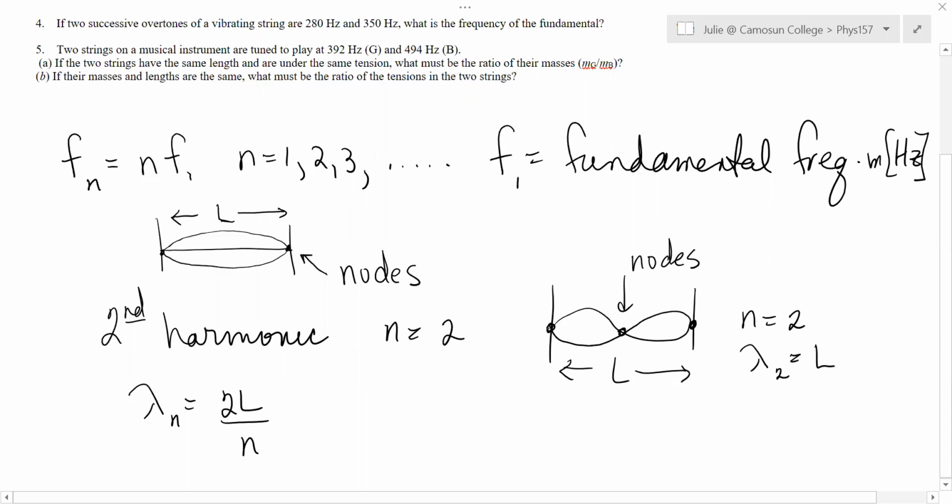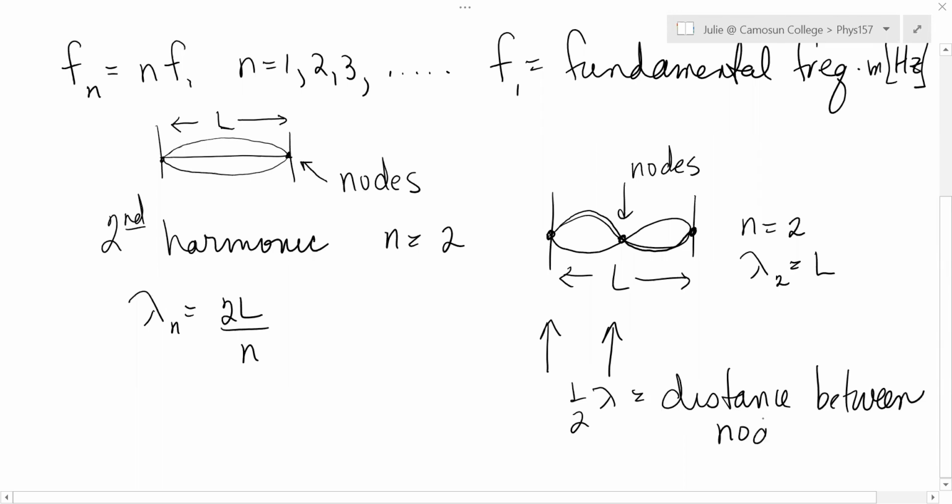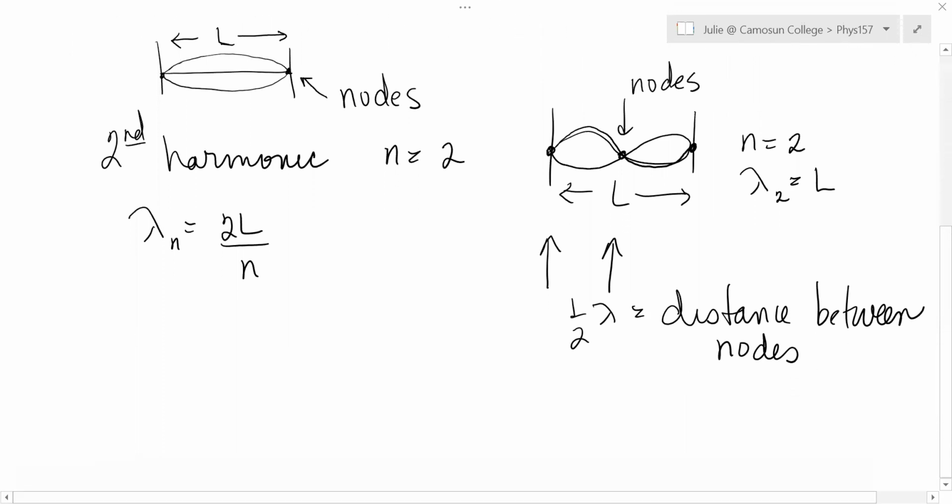So you can see this is one wave. It goes up, down, up. That's one wave, which means one loop is half a wave. So from here to here, which is the distance between the nodes, this is half of a wavelength. And that's always true, the distance between nodes. Okay, so that's how the frequencies and wavelengths work.